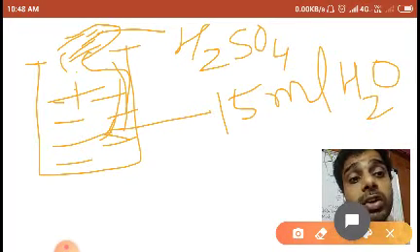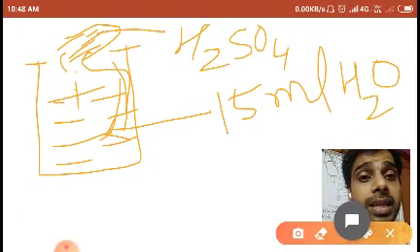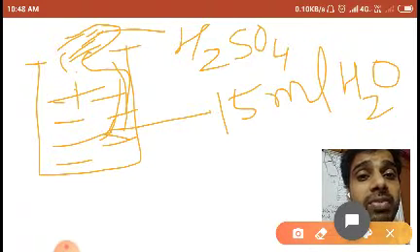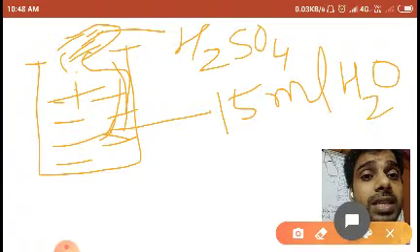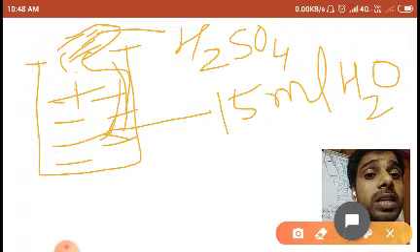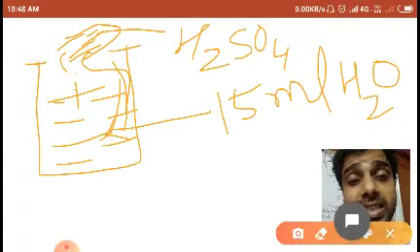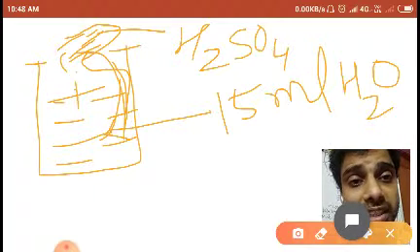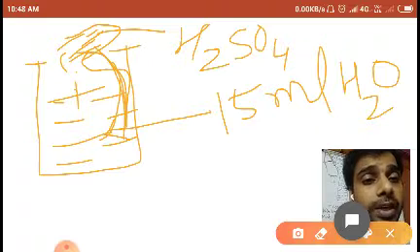So if you do that without care, that heat energy will make the solution splash onto your skin. It will come outside from the beaker. So you have to take care while diluting this one.